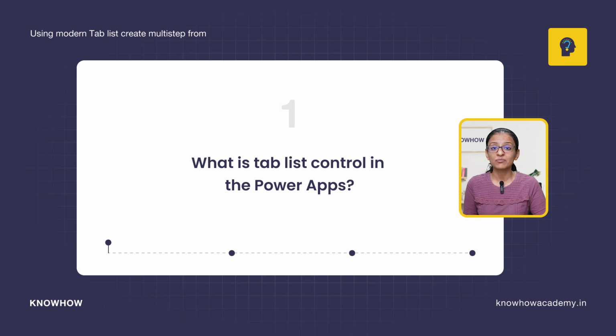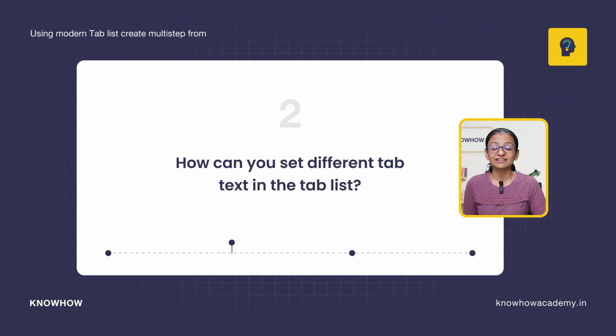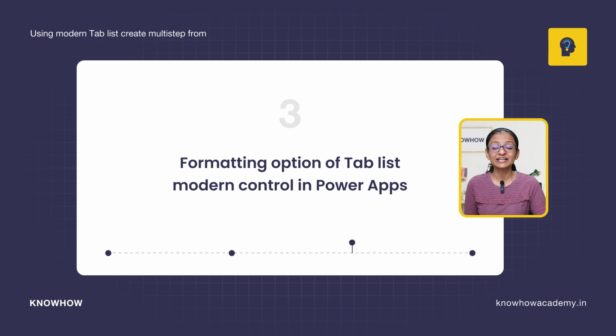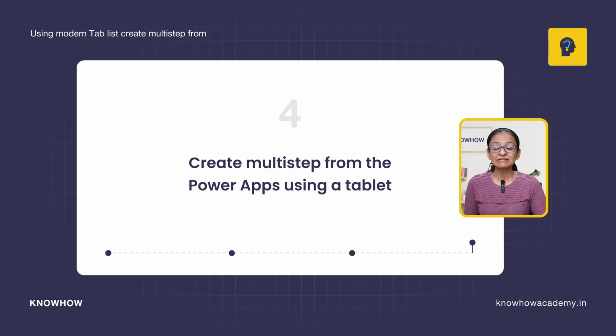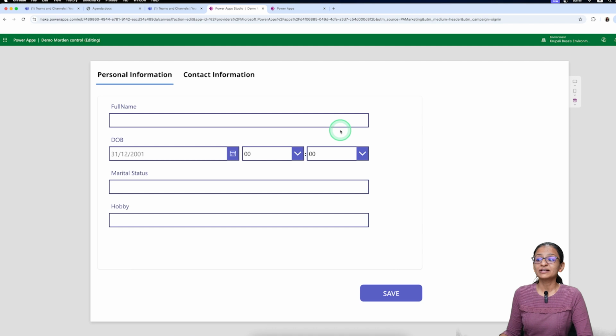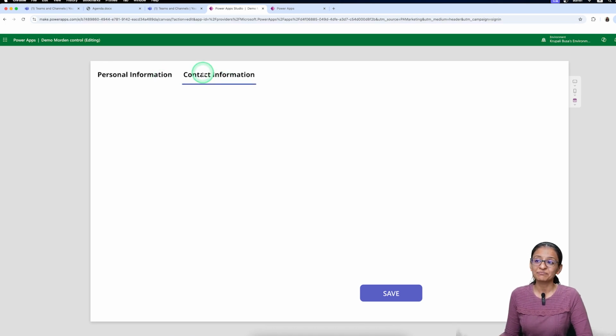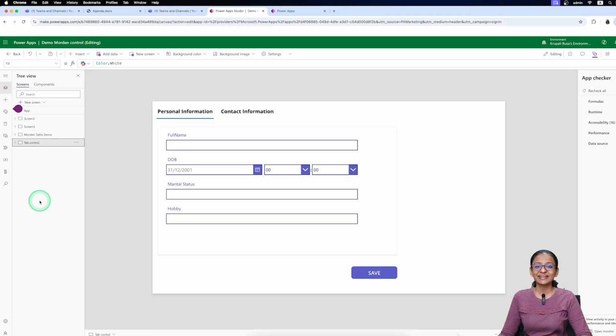Before going ahead in this video, let me tell you what you will learn from this video. First, what is modern tab list control in PowerApp. Second, how you can set different tabs in tab list control in PowerApp. Third, you will learn different formatting options available for modern tab list control. Fourth, you will learn practical implementation of tab list and you will create this multi-step form like effect using tab list control in PowerApp. So let's start your practical journey.